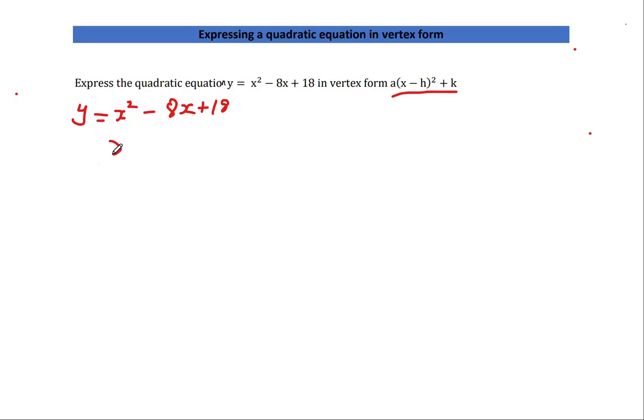So when we isolate the variables here, this becomes (x² - 8x), and we're going to put that in parentheses, plus 18. So what we have done here is to basically separate the variables x² - 8x from the constant of 18. After that, we're going to carry out completing the square.